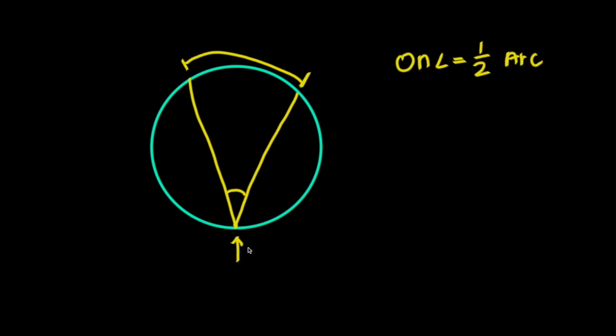For example, if we were told that the arc length over here is 140, you would be able to use this equation and find out that the angle is equal to 70 degrees. So this right here is our first type of angle. All right, next we have an inside angle, and I'll show you why it's called this in just a second.